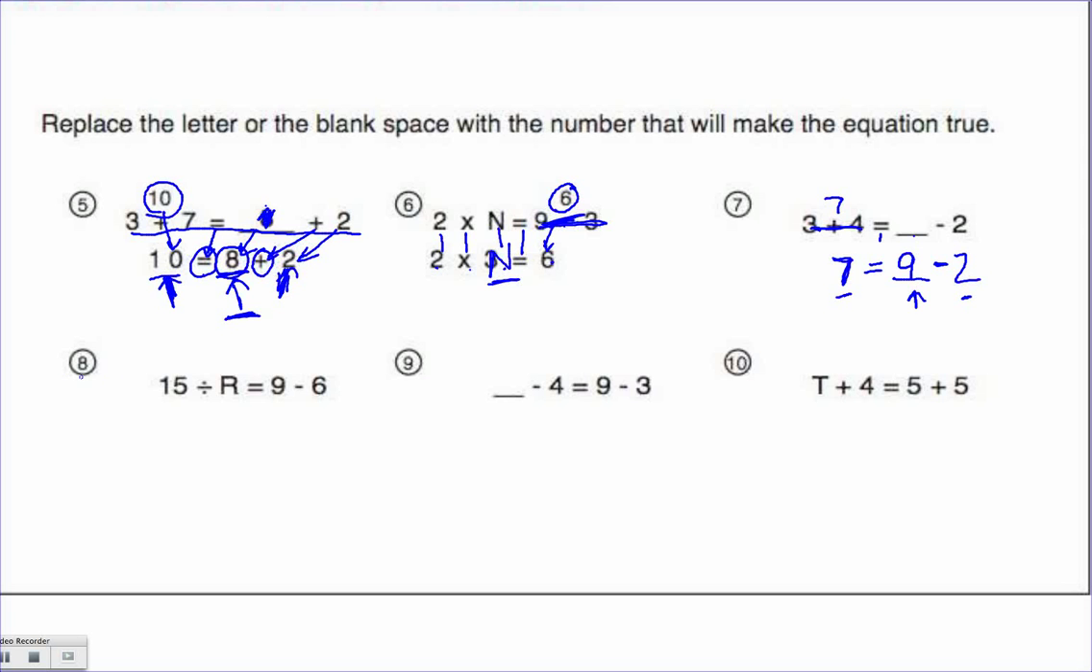Okay, I want you to just solve number 8. Pause the video, turn it back on when you're ready for the solution.